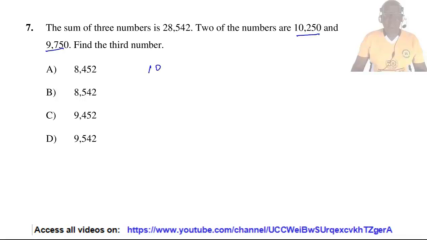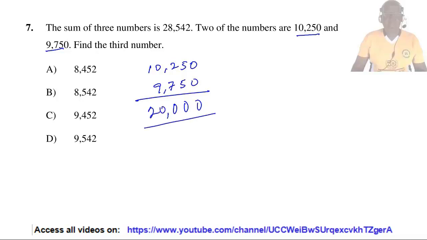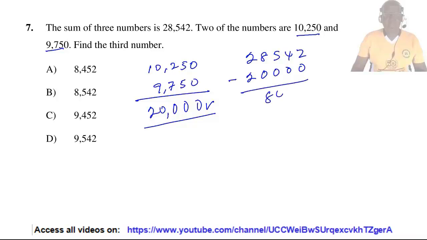That's 10,250 and then 9,750. That gives 20,000. Now we shall subtract 20,000 from 28,542 to get the third number, and the answer is 8,542, which equals B.